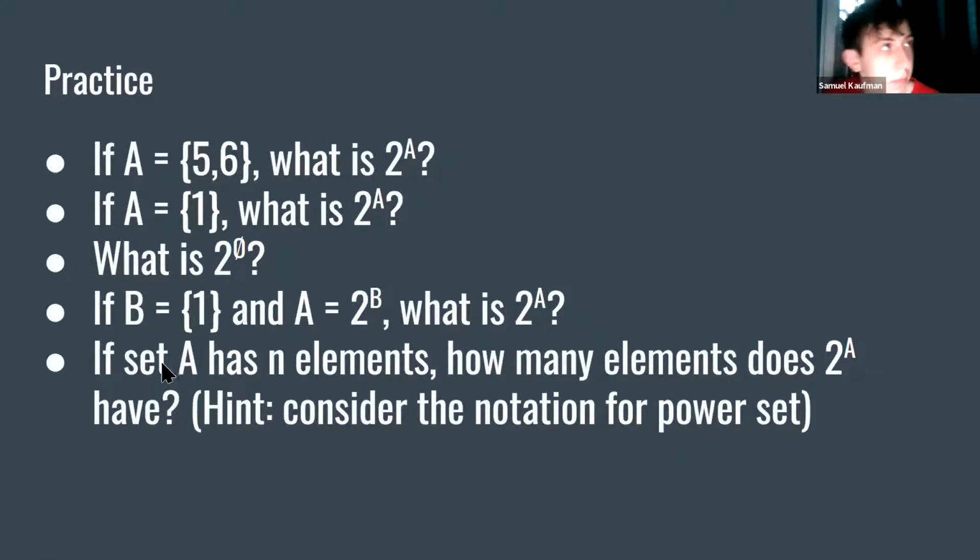Let's skip to this last one. The set A has n elements. How many elements does the power set of A have? The notation that we use for power set might give you a hint for this. That's true, it will have a lot. Some of you might not know what this is yet in math, and that's totally fine. If you do have a guess, you're free to put it in the chat. So it's not going to be n times 2. It's actually going to be 2 to the power of n. We can talk about what that means briefly.